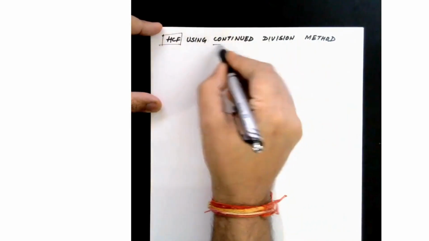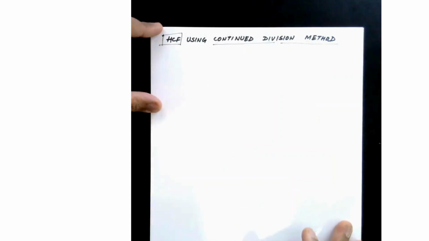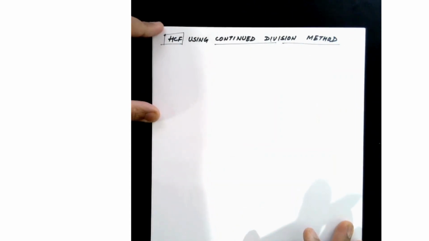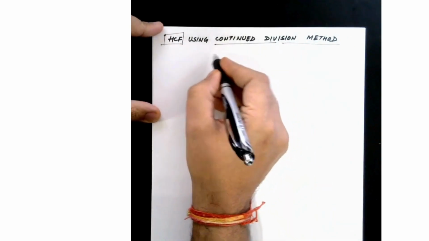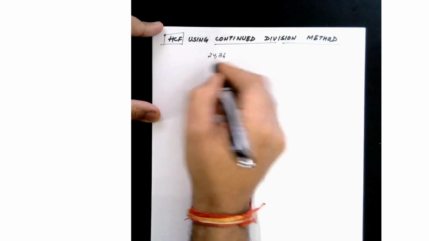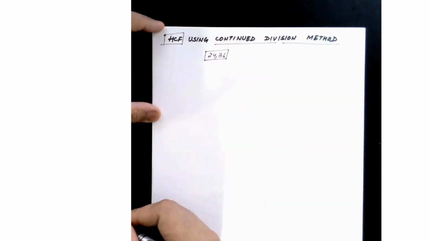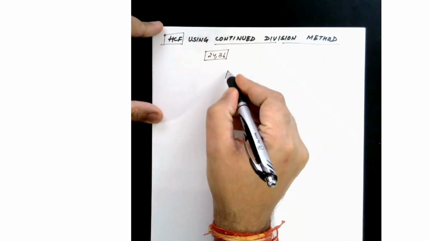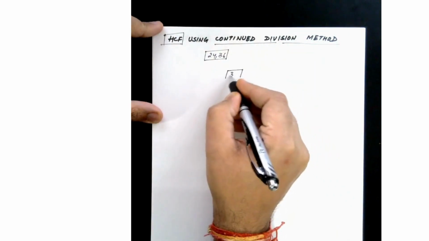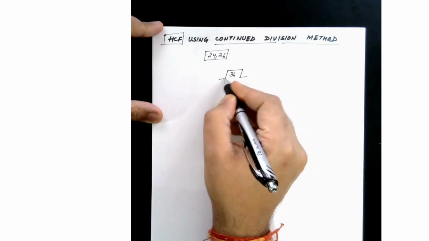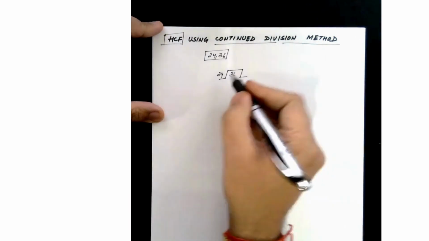Now we will discuss the HCF using the continued division method. This is another method to find the HCF of two numbers. We will use the same example we took earlier, 24 and 36. We want to find the HCF of these two numbers using the continued division method. How it works is, you take the two numbers, and the bigger number you put inside, like you divide, and keep the smaller number outside.